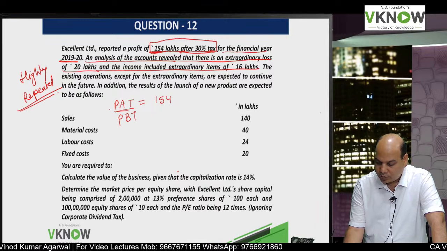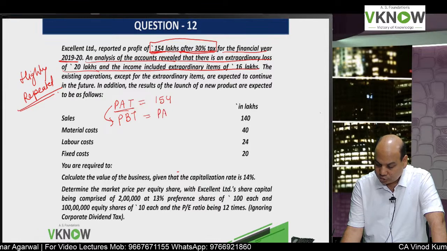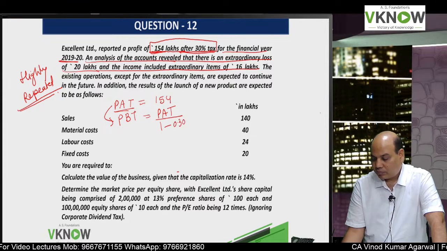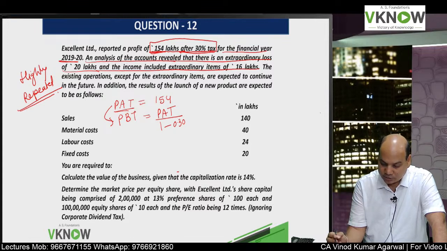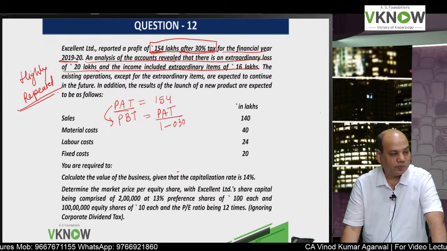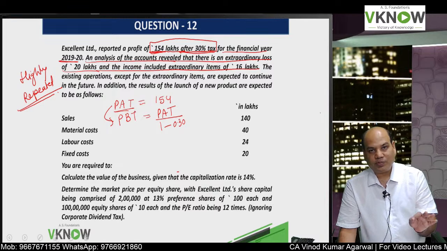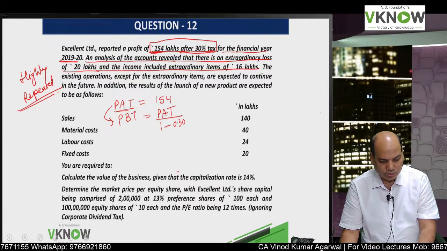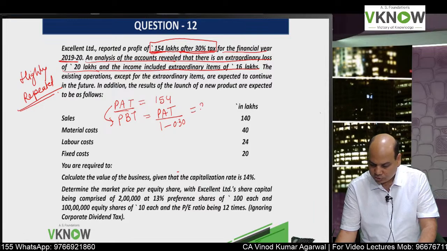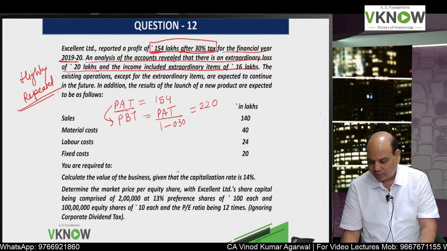How do you convert PAT into PBT? You will take PAT divided by 1 minus tax rate of 30%, meaning divided by 70%. PAT is 70% of PBT. To get PBT, divide by 70%. So that will come to 220.